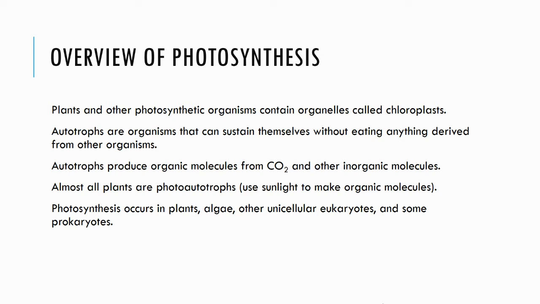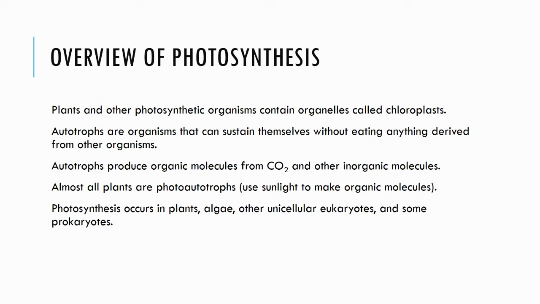Autotrophs are organisms that can sustain themselves without eating anything derived from other organisms. Essentially, they can make their own food. Autotrophs can produce organic molecules from carbon dioxide and other inorganic molecules. Almost all plants are photoautotrophs, which means they're using sunlight to make those organic molecules. There are a couple of exceptions to that. Some things use sulfur instead.